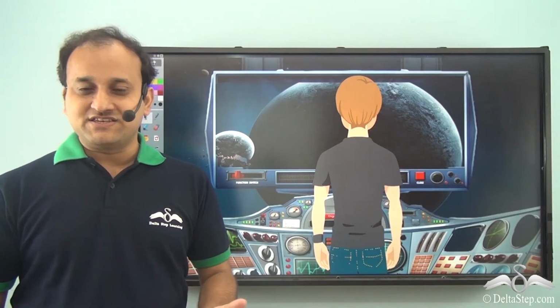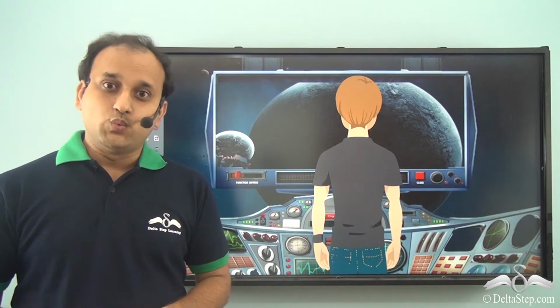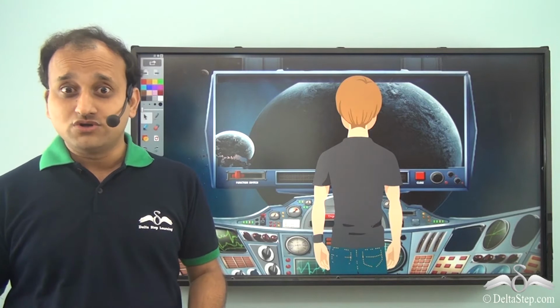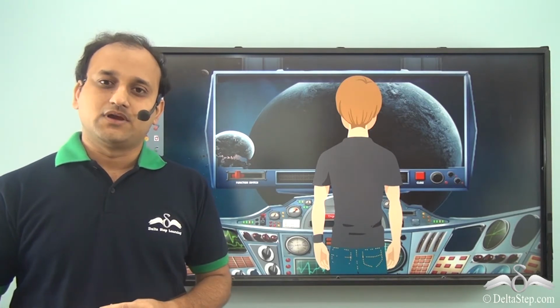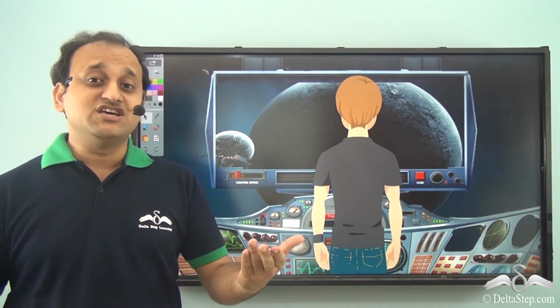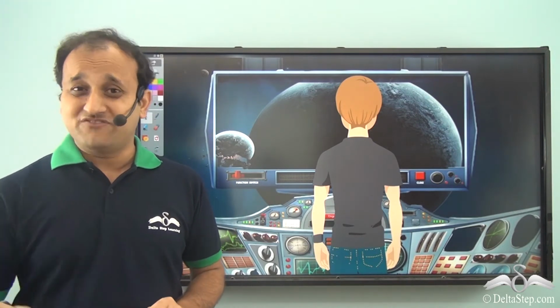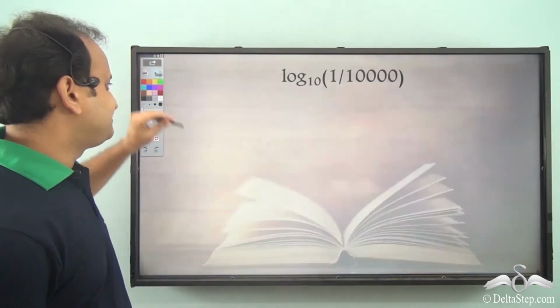Sam is working at a space station, and suddenly he gets data from the main station which says that the current temperature of Mars would go down to log of 1 by 10,000. Now, log of 1 by 10,000 is the data which he needs to send to Mars immediately. But he needs to simplify it before he can send it. So let's see what is the data he got.